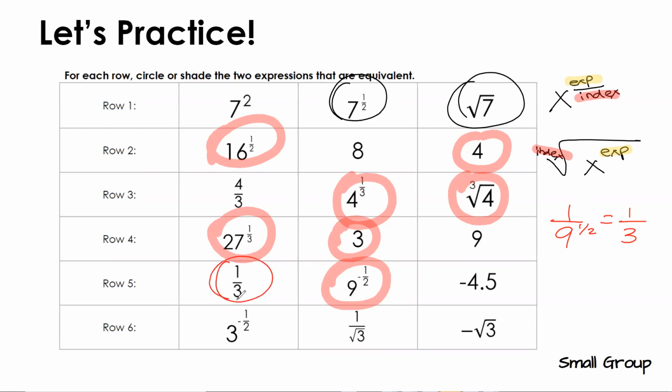Okay. The same thing is going to happen on the next one. So we got 3 to the negative 1/2 power. Again, we're going to flip the fraction. And then we're going to take the square root of the bottom. Ta-da.